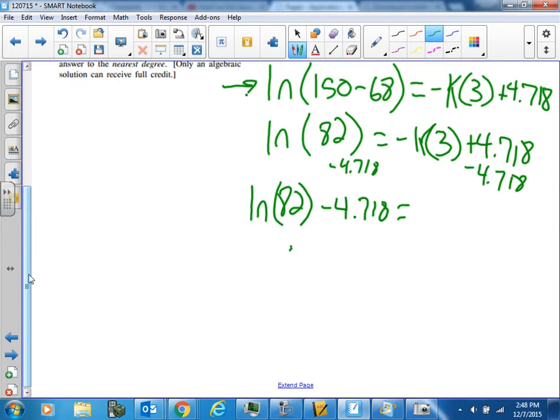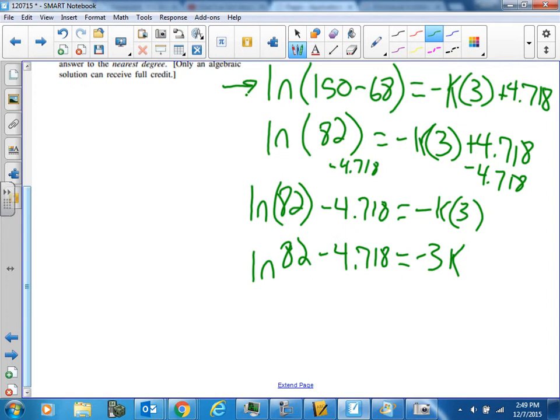4.718 equals negative K times 3. Then I'm going to divide this by, you know what I'm going to do? I'm going to switch this around. So I'm going to have the natural log of 82 minus 4.718 equals negative 3K. I can switch these around here because of the commutative property, and I can put the negative with either one. If you're multiplying by the negative, the whole thing's going to be negative. So it doesn't matter if it's with the 3 or the K.